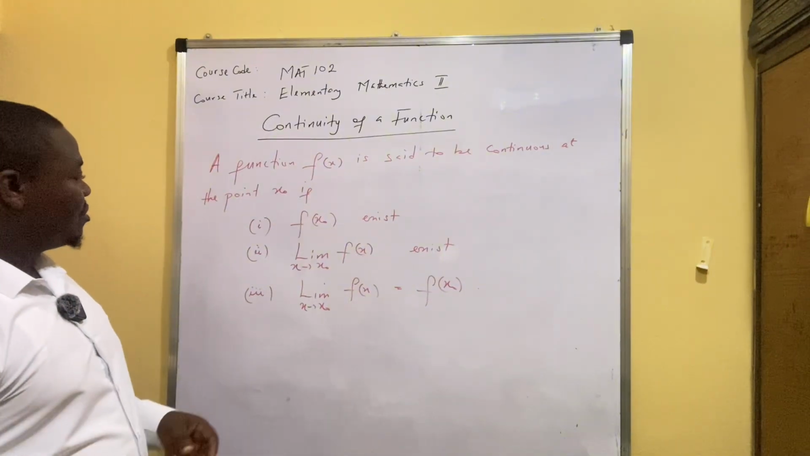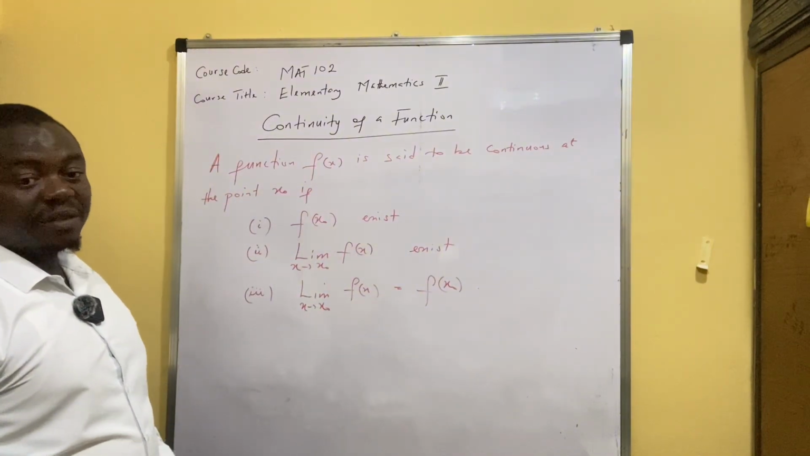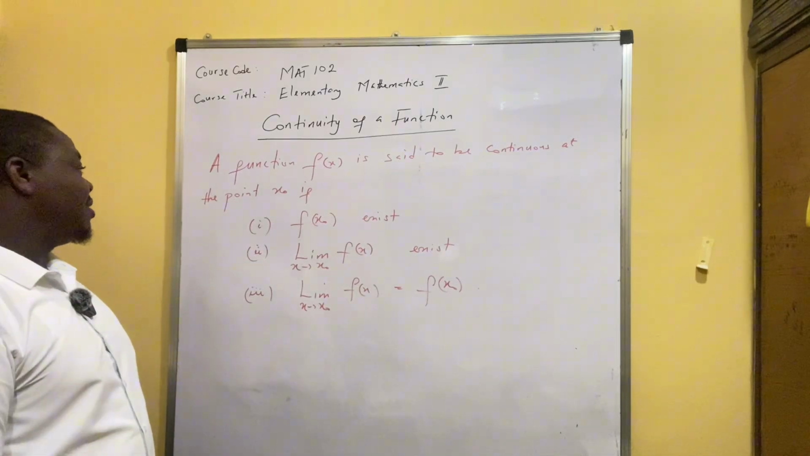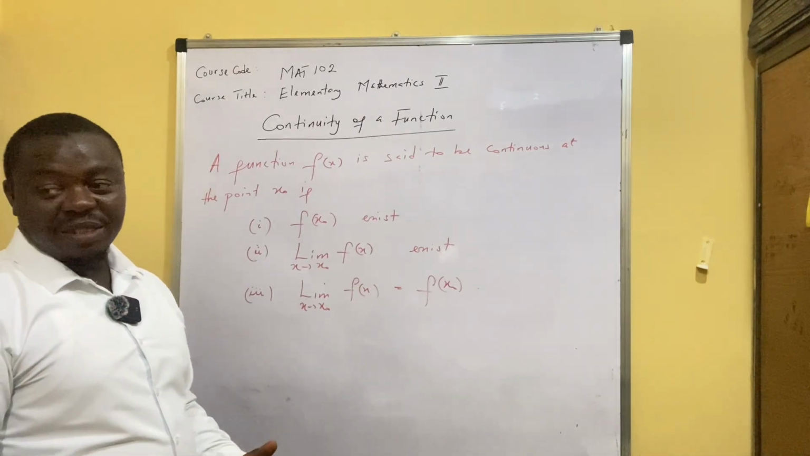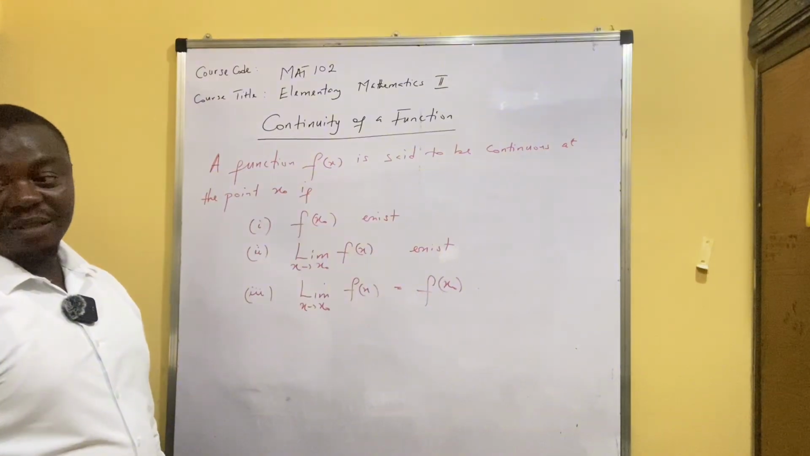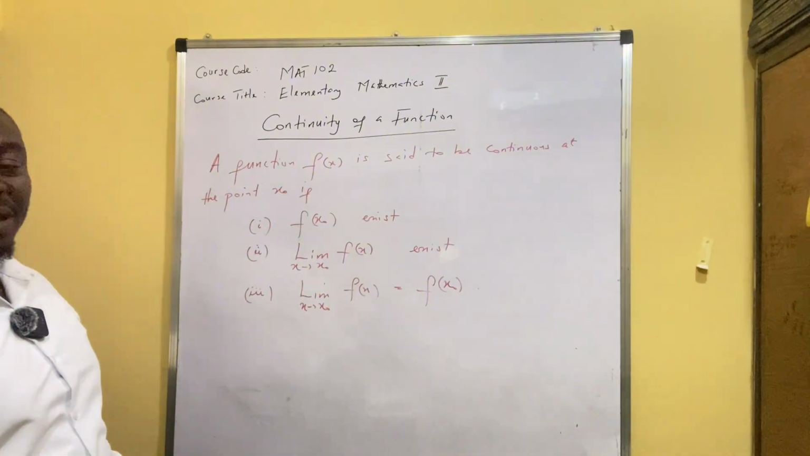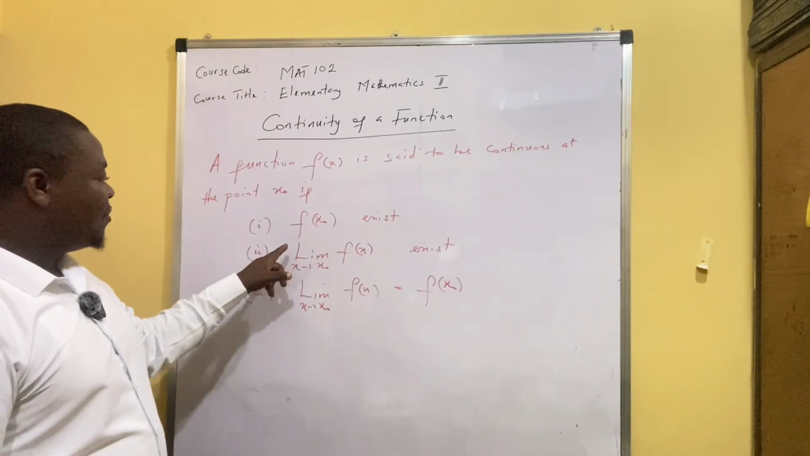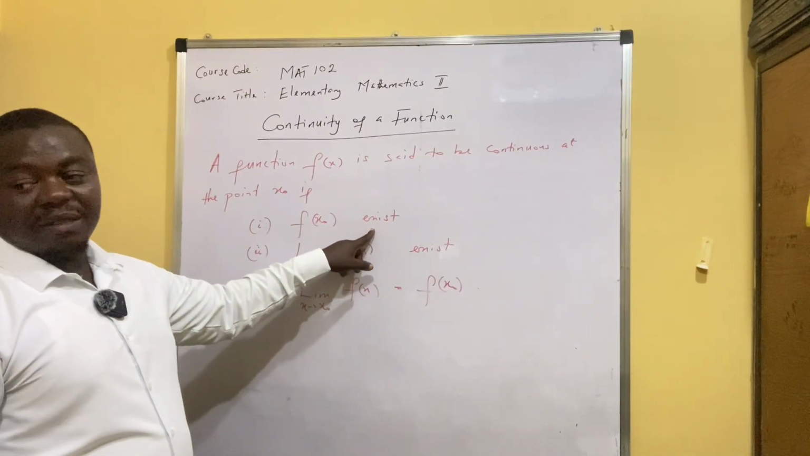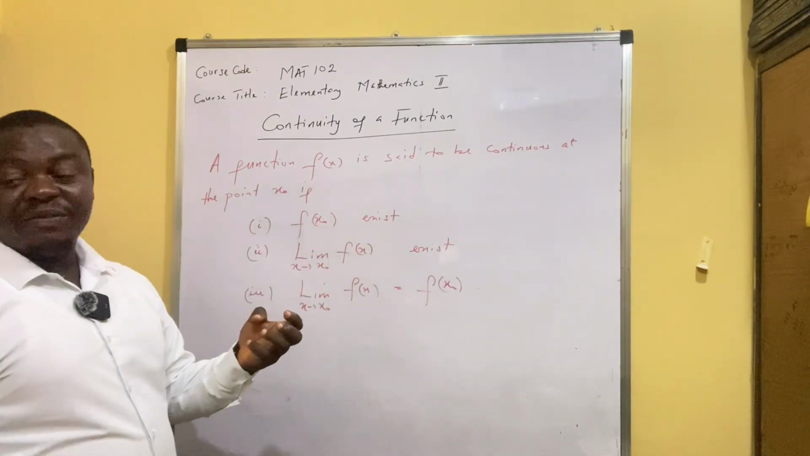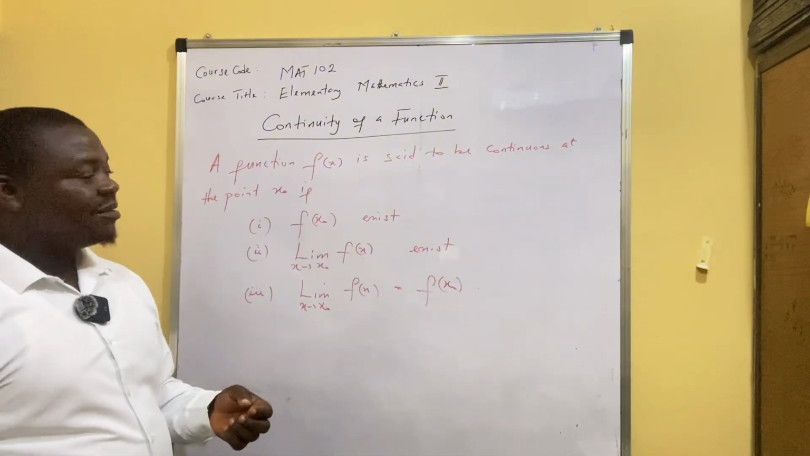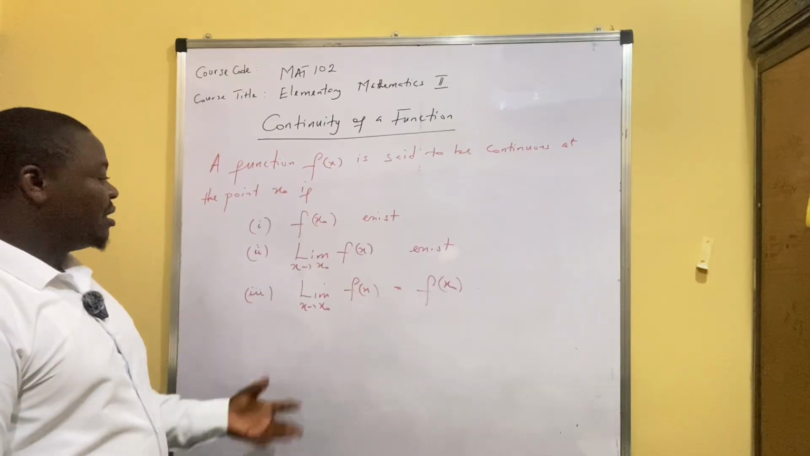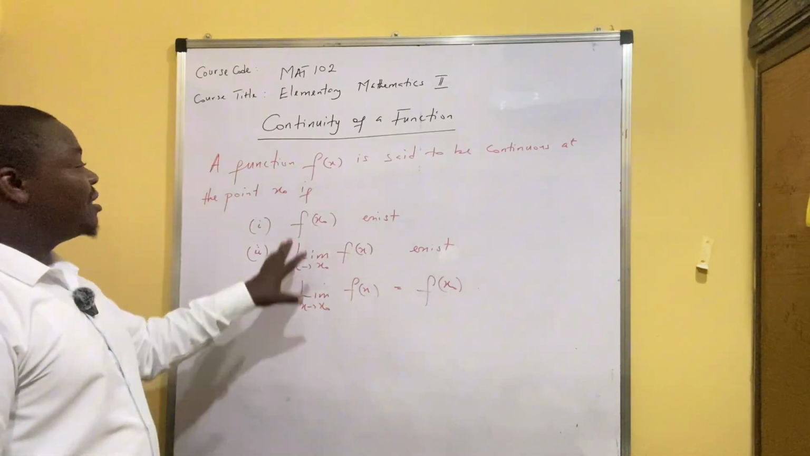Suppose one of these properties failed, then we say that the function is not continuous, and therefore it is discontinuous at that point x naught. f of x naught existing means that it has a finite value. The limit also existing means that it also has a finite value. And if the two are equal, then we say that the function is continuous at that point.